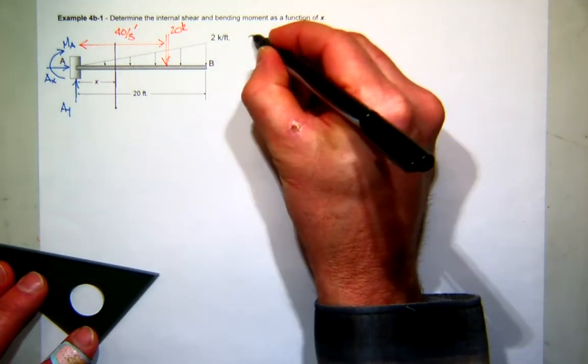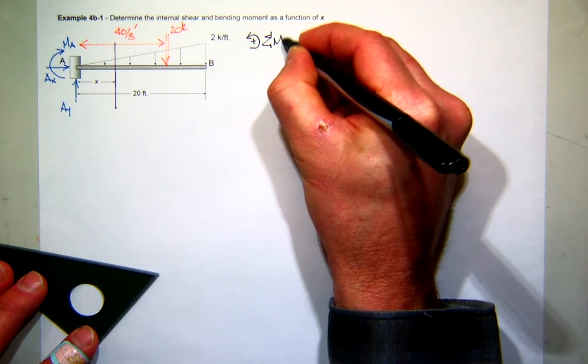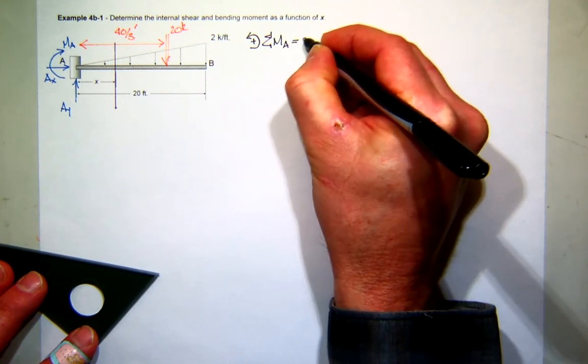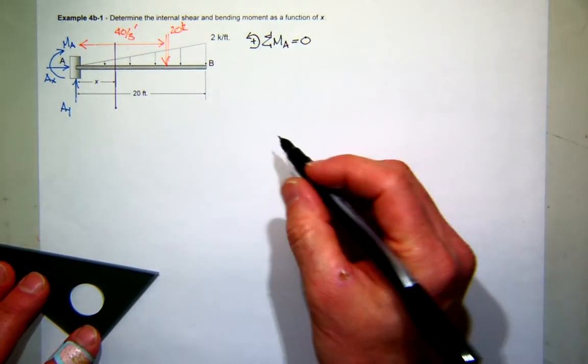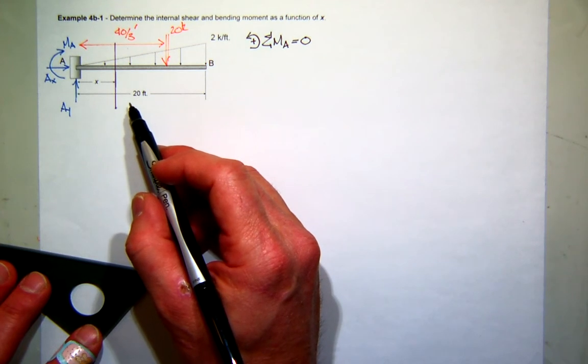So the first thing I'll do is sum my moments about point A. Would it be 20/3? No, 2/3 of 20. It's from the left-hand side, you're right. Okay, I was measuring.